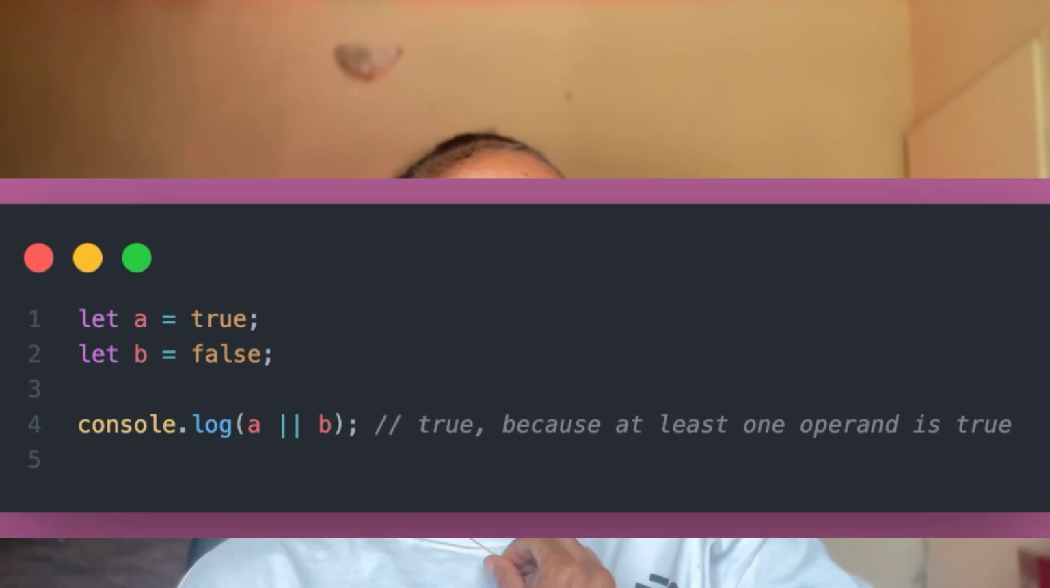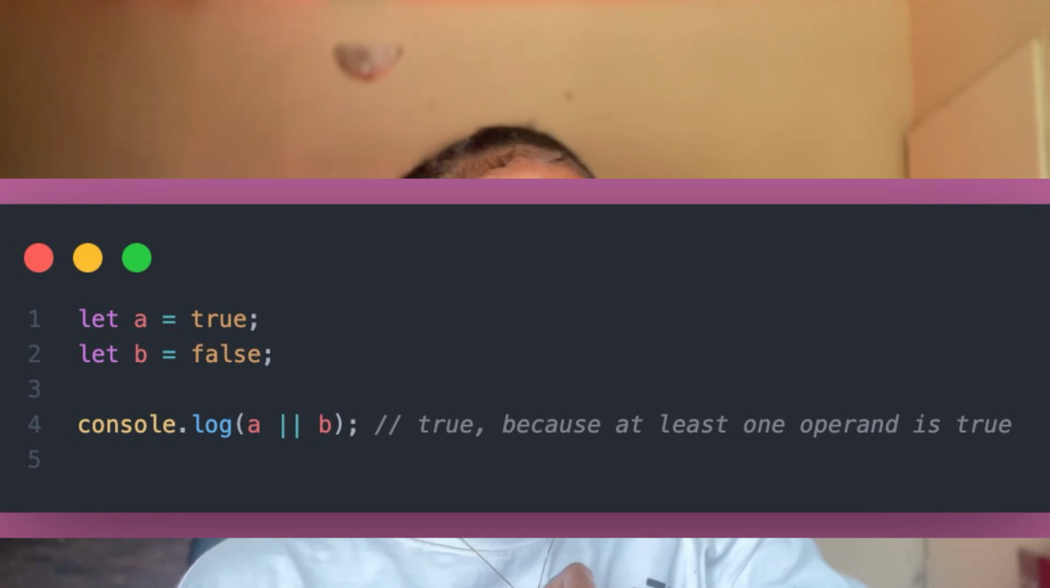And then we have the logical or. The logical or returns true if at least one operand is true. So if one is true and the other is not true, the logical or, unlike the logical and, will still return true. So if a equals to true and b equals to true, the logical or will return true. But if both are false, the logical or will return false.